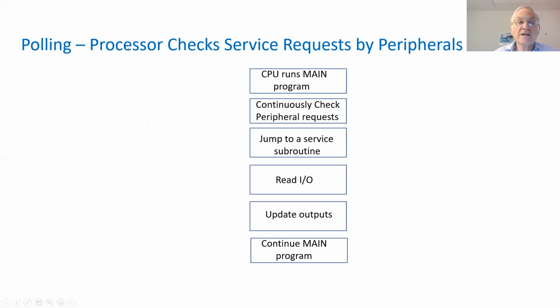The CPU sends the data to the peripheral, and then the peripheral can send another signal of ready to the CPU. There is a process called polling, where the processor is checking service requests from the peripheral. So the CPU runs the main program. The CPU continuously checks the peripheral request. The CPU jumps to a service subroutine when there is a request. It reads the I/O, updates the output, and then continues to the main. So this is done continuously being checked.